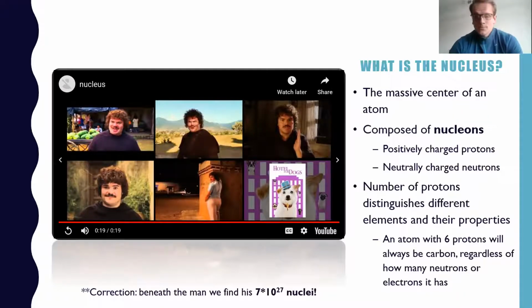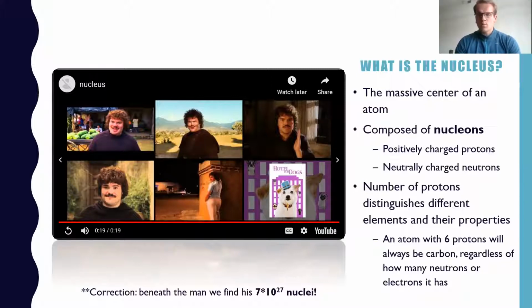So actually, just one slight correction. Beneath the man, we find 7 times 10 to the 27th nuclei. So we're composed of tons and tons of atoms. And the nucleus is the massive center of the atom. So it contains the vast majority of the mass in the protons and the neutrons.